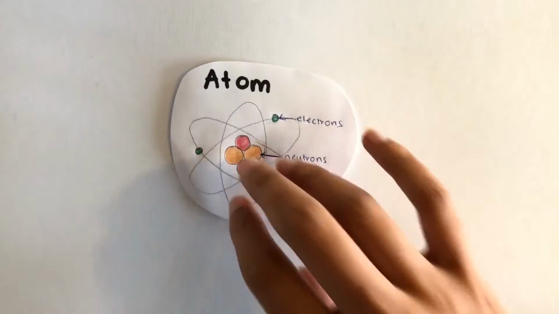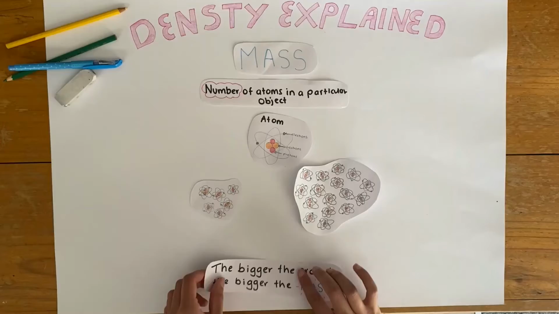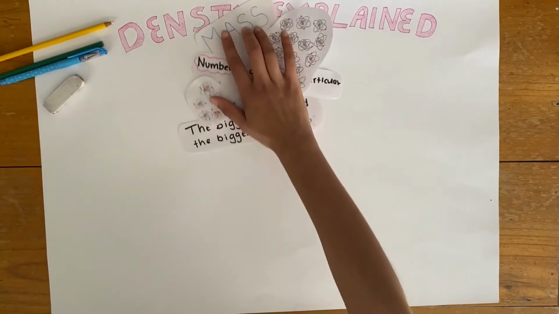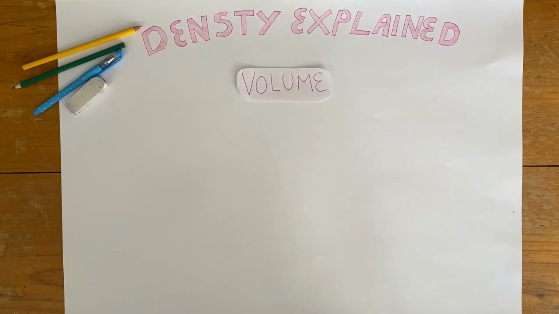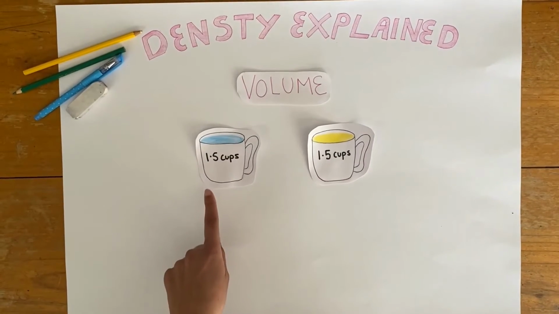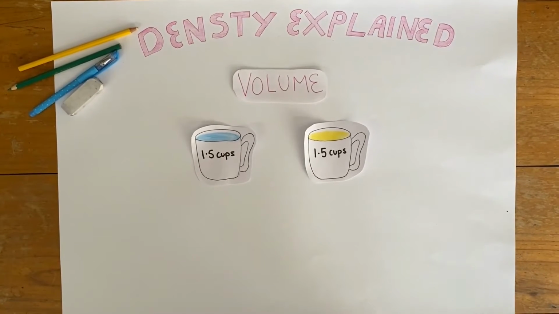Everything we see is made up of atoms. Different numbers of atoms crowd together to form mass. The bigger the crowd, the bigger the mass. Now let's take a look at volume. Volume is the space that an object occupies. In our experiment, we used 1.5 cups of water and 1.5 cups of oil, so they had the same volume.